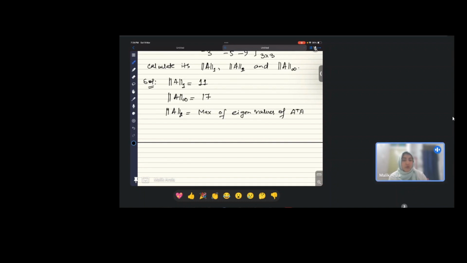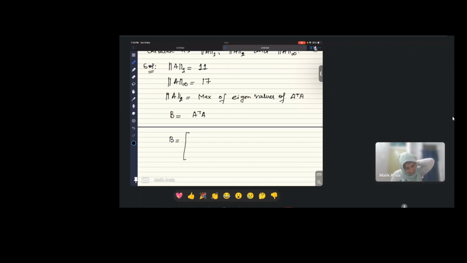So you continue with your calculation. I'll do the solution along. We know that for taking the 2 norm, we have to take what? The maximum of eigenvalues of A transpose A. So let's first calculate A transpose A. Did you calculate it?